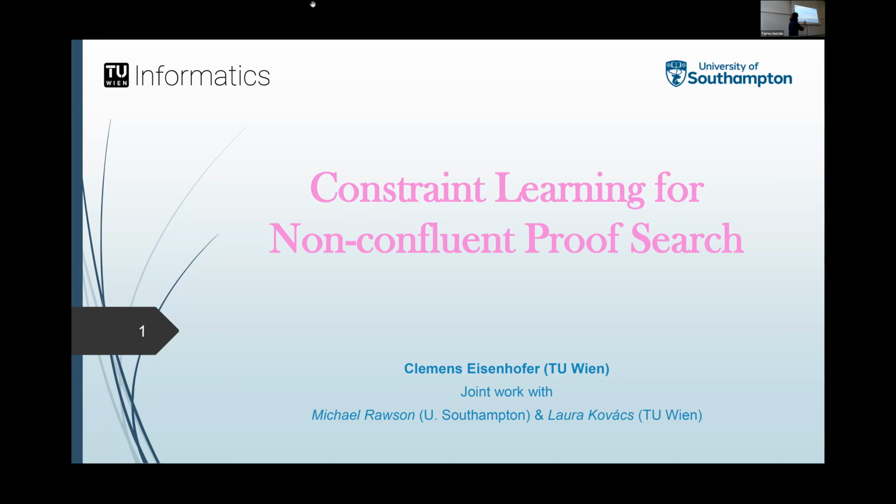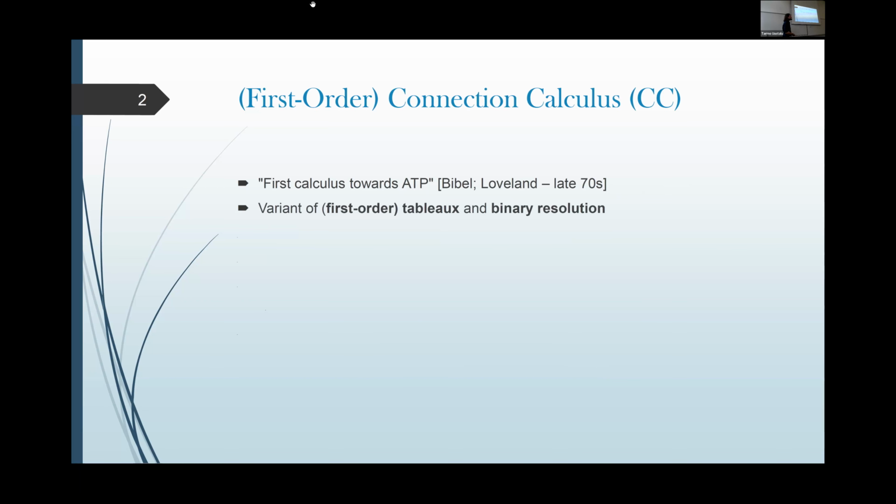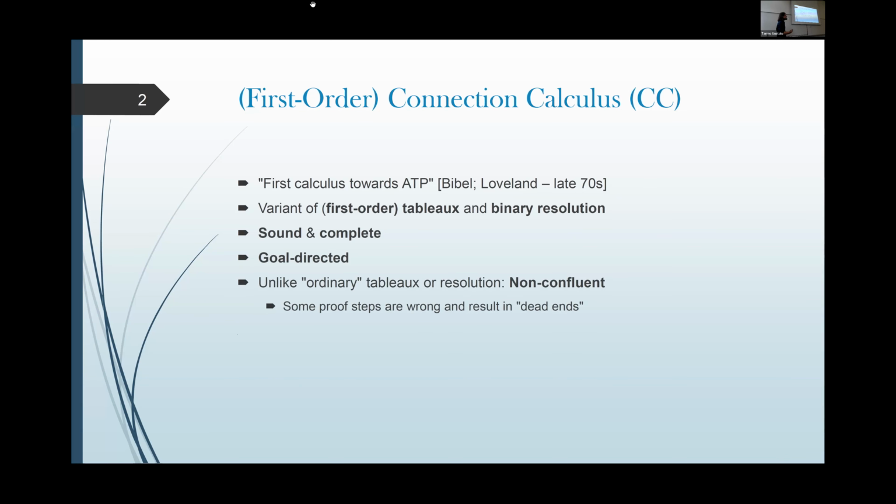I would like to talk about constraint learning in non-confluent systems, which means something similar to what we had just before, but in a slightly different way. Just to briefly recap for those who just arrived: connection calculus is a version of clausal tableau. It's similar to binary resolution, it's sound and complete, it's goal directed, and it is non-confluent.